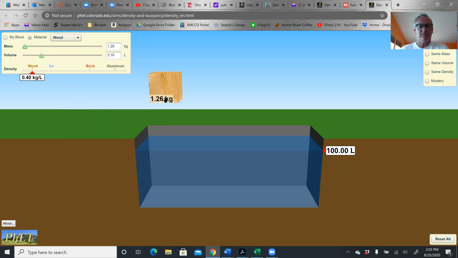I'm going to pick that up and slosh it in the water. Now that I've put that in the water, what do you notice about the volume that it displaces? It goes up. By how much? 1.26 liters. Interesting. So would you say that the density of this piece of wood is 1, because it weighs 1.26 kilograms and it displaces 1.26 liters of water? Well, where are the units? The units are going to be in grams per milliliter or kilograms per liter, either one. It's the same number.